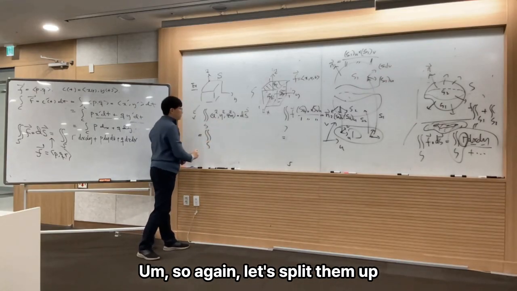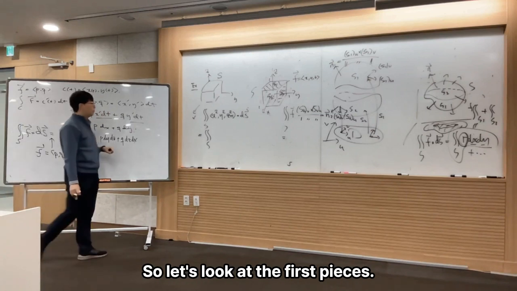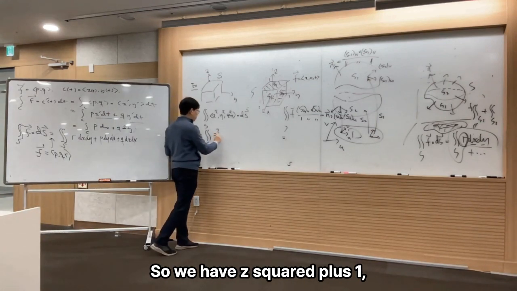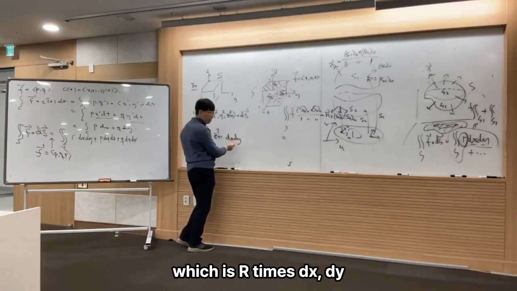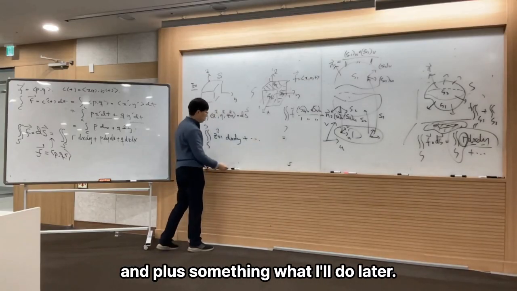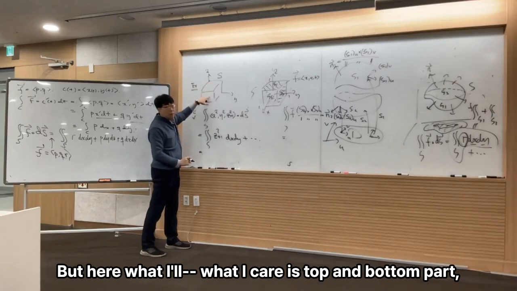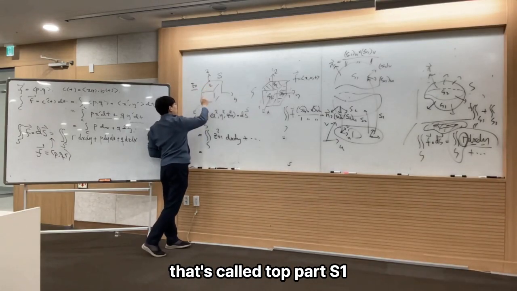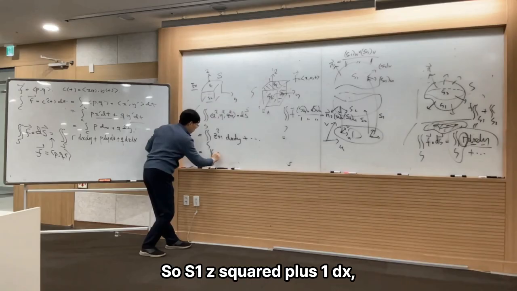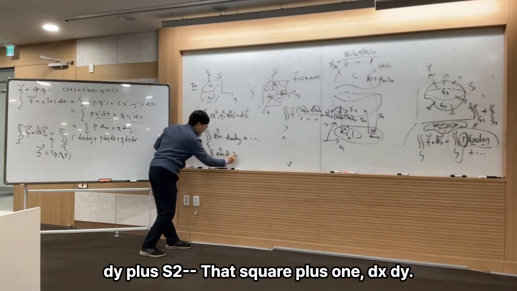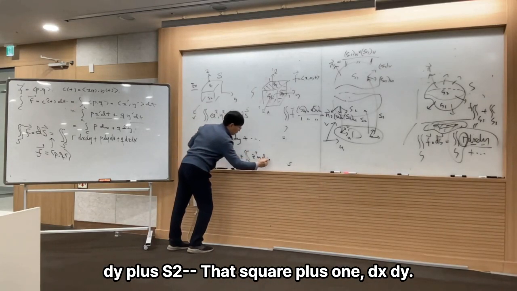So again, let's split them up into 3 pieces like this. Let's look at the first piece. We have z squared plus 1, which is r times dx dy, plus something, but I'll do that later. Here, what I care about is the top and bottom parts. Let's call the top part S1 and the bottom part S2. So it's the integral over S1 of z squared plus 1 dx dy plus the integral over S2 of z squared plus 1 dx dy.